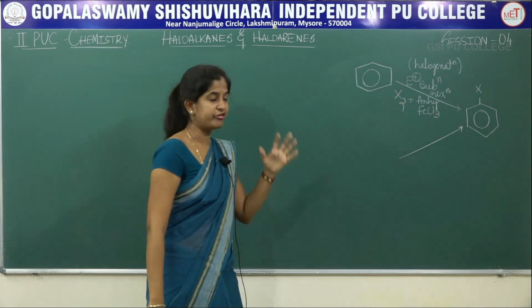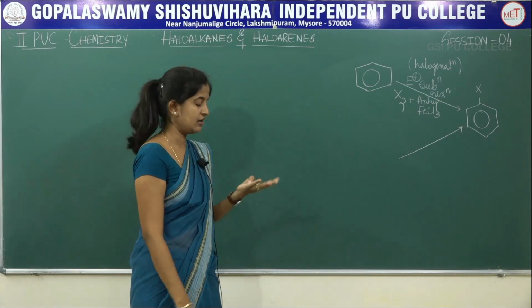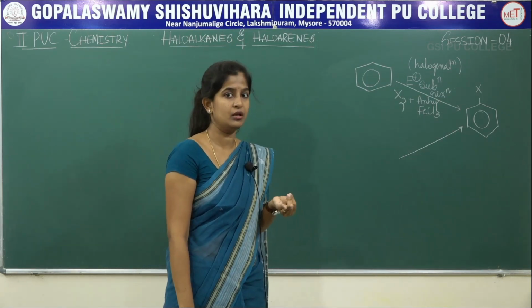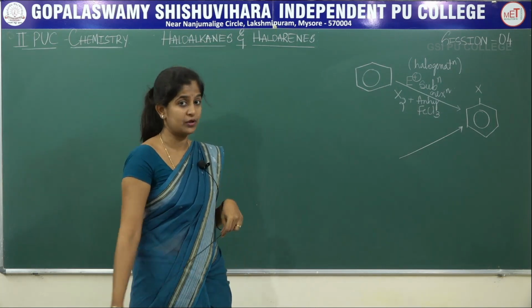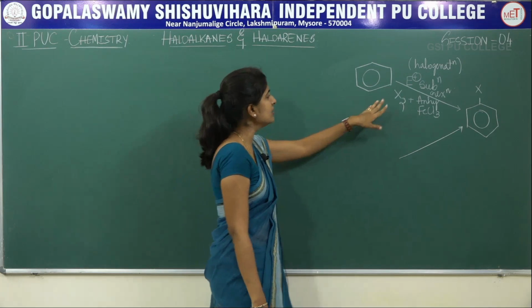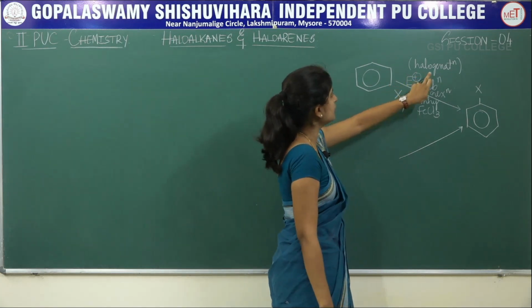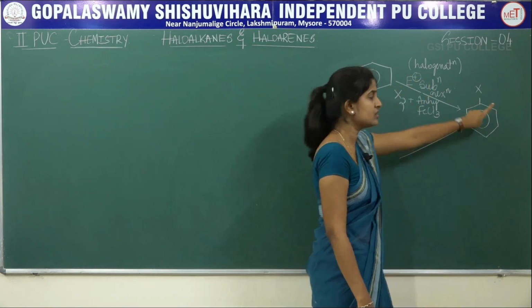I think you have studied about 5 types of electrophilic substitution: sulfonation, nitration, halogenation, Friedel-Crafts alkylation and Friedel-Crafts acylation in your first PUC hydrocarbon chapter. The same thing here, you have taken halogenation, one of the electrophilic substitution reactions. So this is one of the methods.